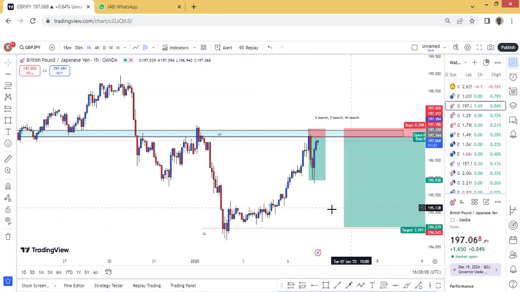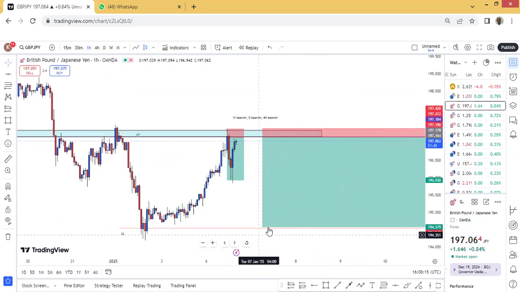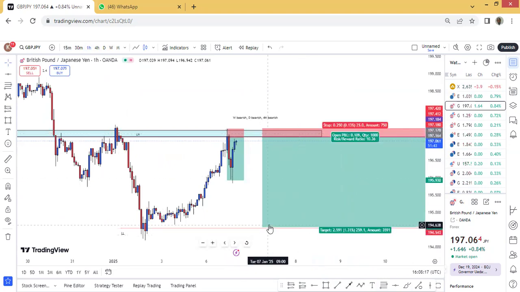And after that, it has come back to the entry. It doesn't mean we are wrong. We can still enter from here if we get at this, because this is where price is likely going to come to. But I'm done trading that.